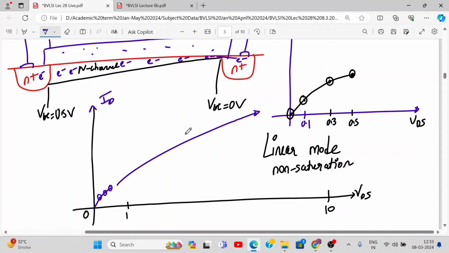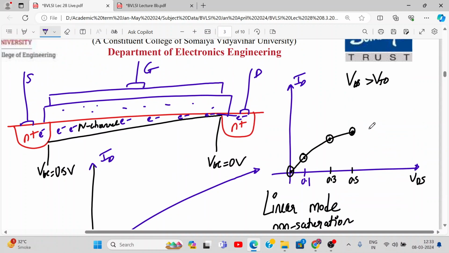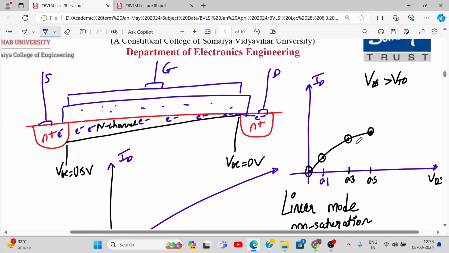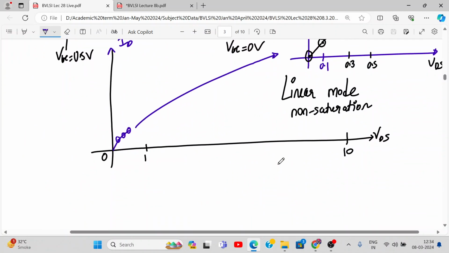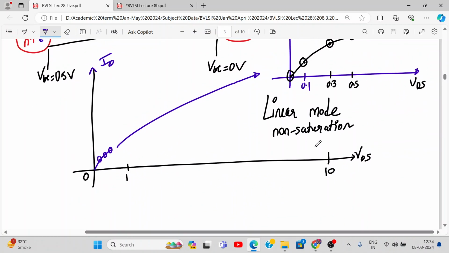Now after 0.5 voltage, what will happen? What will happen if I give VDS greater than 0.5? What do you think will happen? Then the current ID will almost be constant, irrespective of increasing VDS. Okay, fine.